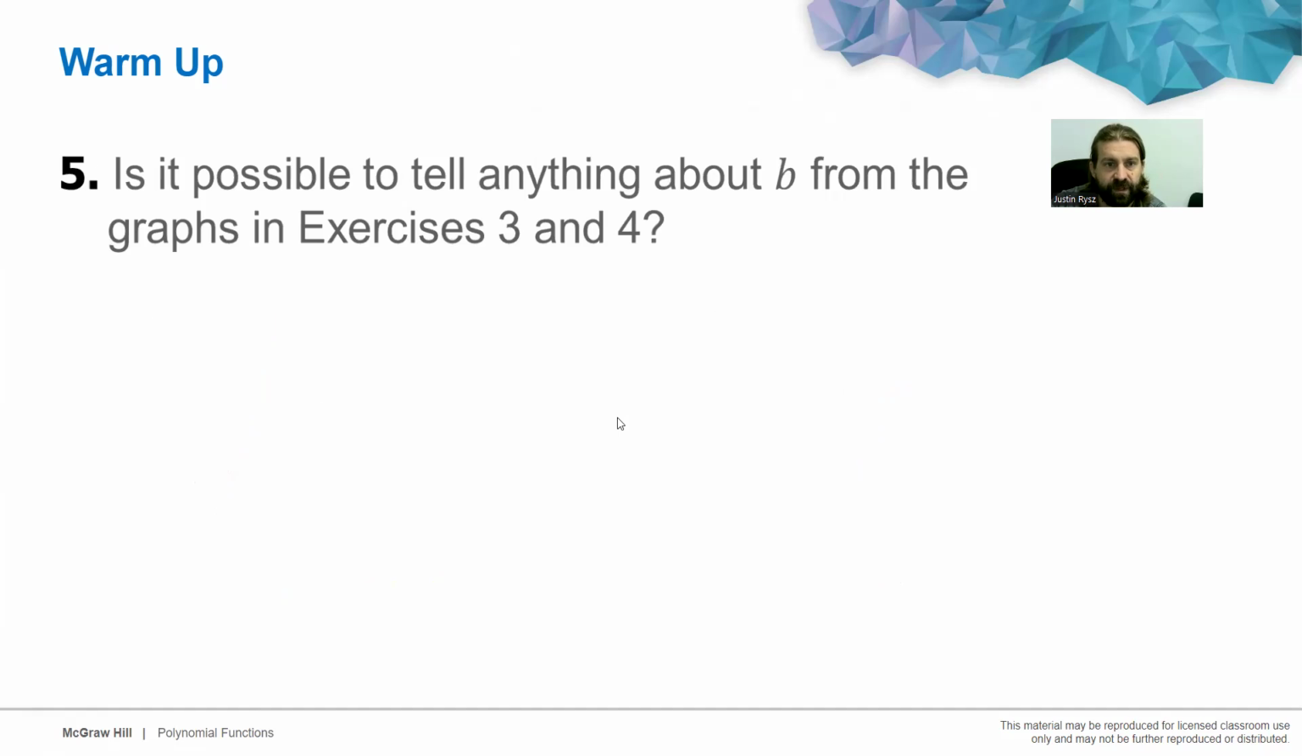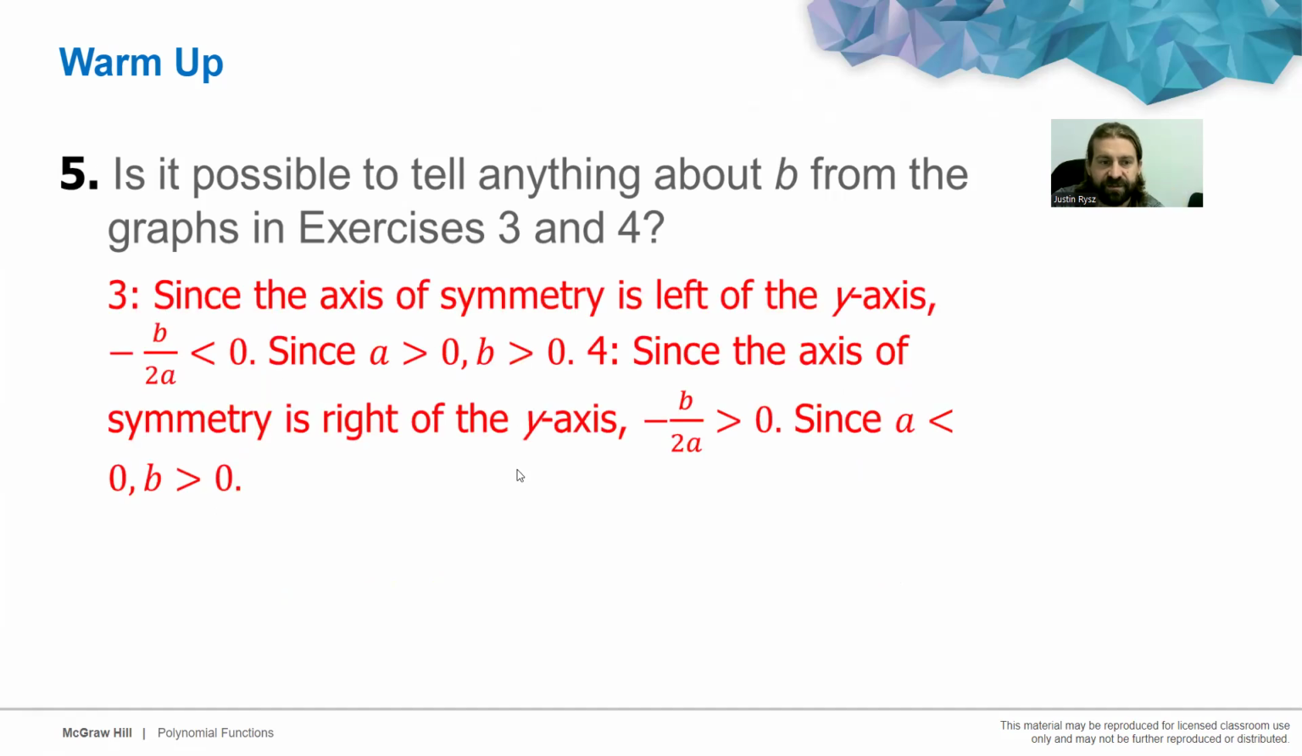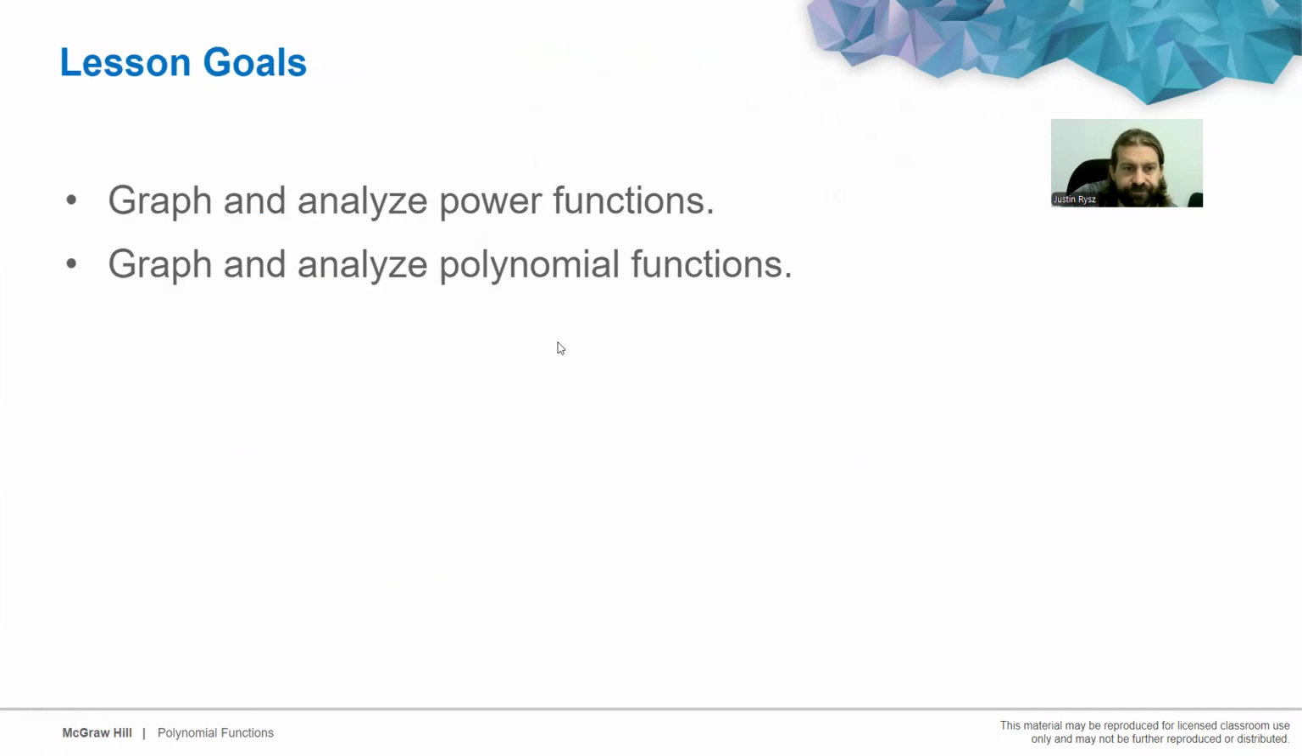There you go. Okay, is there anything that we could tell from B? No, that really just gives us the axis of symmetry. We could do a little bit of math here to figure out whether B is positive or negative, but it takes a little bit of time.